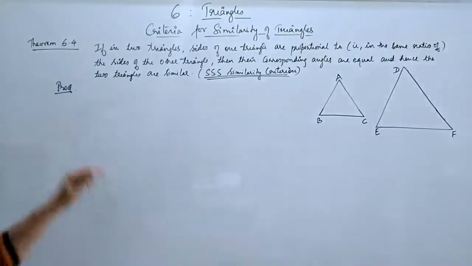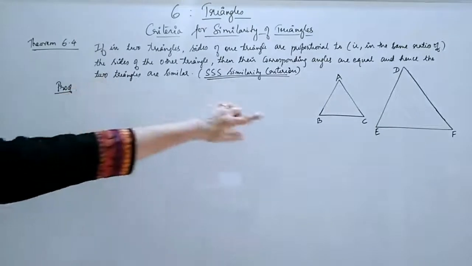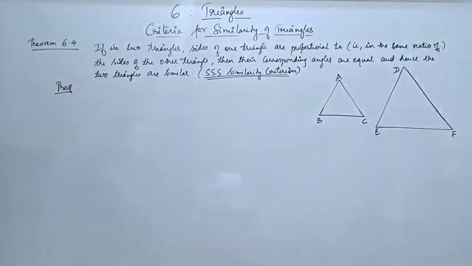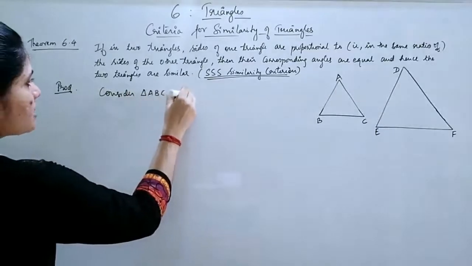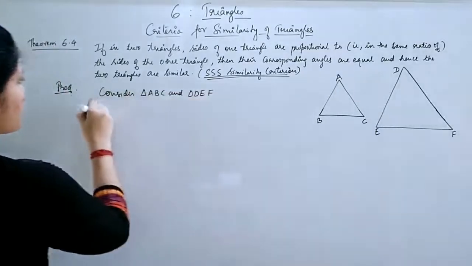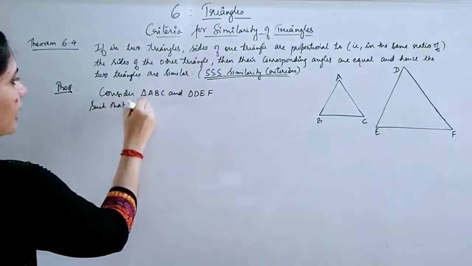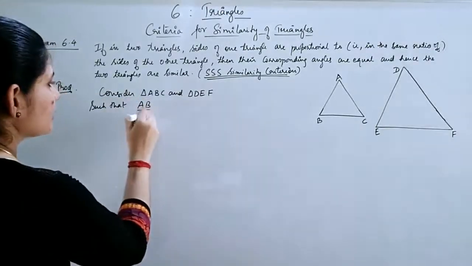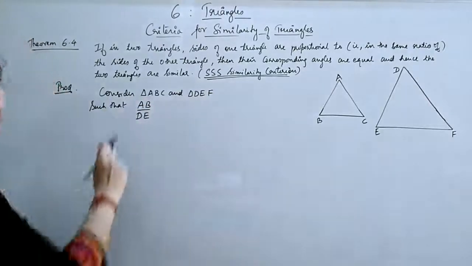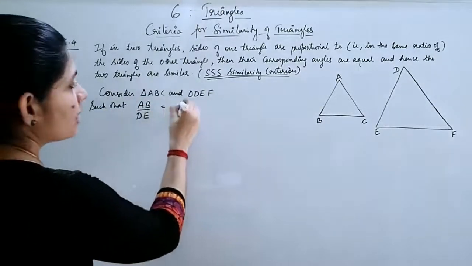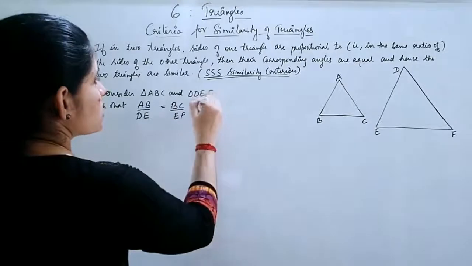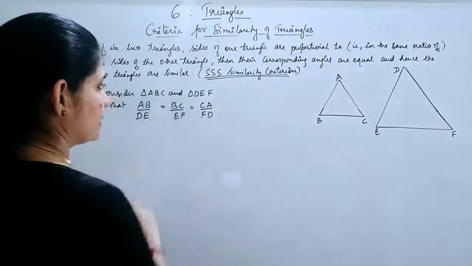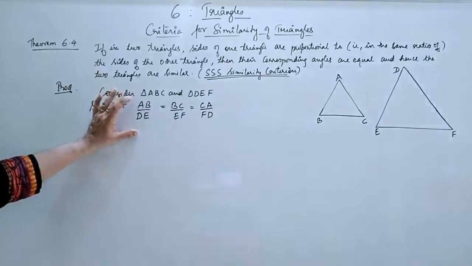Okay. So in order to start the proof, first we are considering two triangles ABC and DEF such that their corresponding ratios are equal. Consider triangle ABC and triangle DEF such that AB by DE, corresponding sides being proportional, is equal to BC by EF, equal to CA by FD. Now, this is given in the theorem.